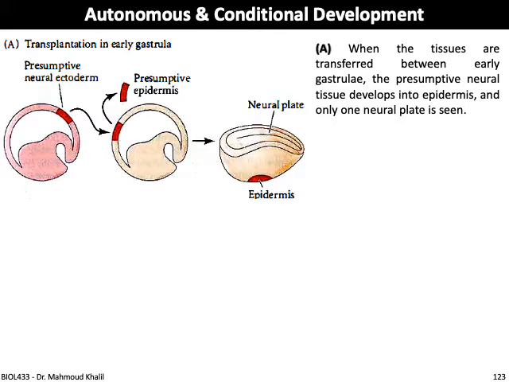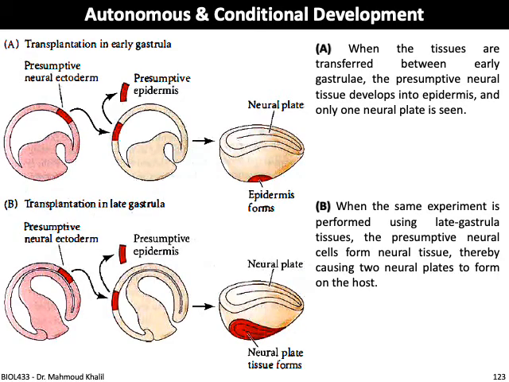they decided to make an epidermis according to the location. They then repeated the same experiment, but the only difference was that they used a late gastrula, not an early gastrula, with the same setup, and the embryo developed with two neural plates. That means that the cells that had been implanted developed into their own neural plate and promoted another neural tube formation. So you can see here the difference between autonomous and conditional development.